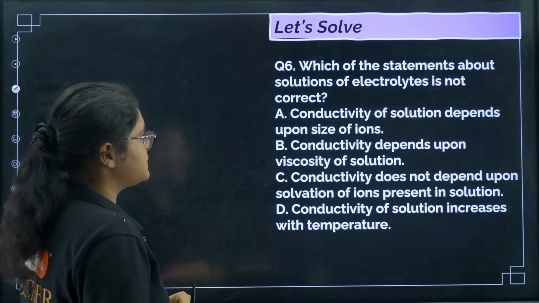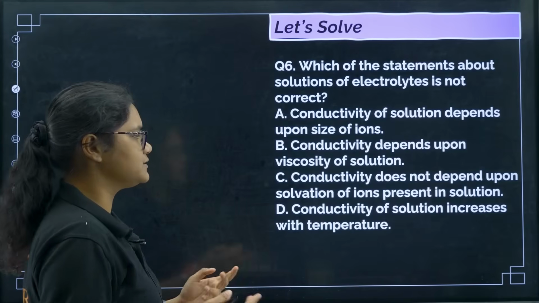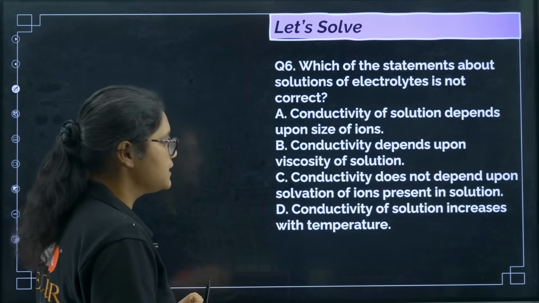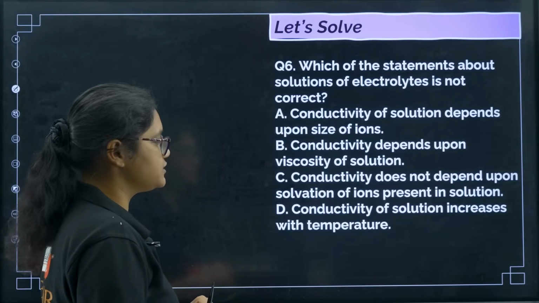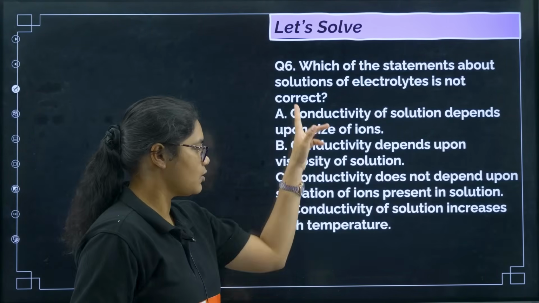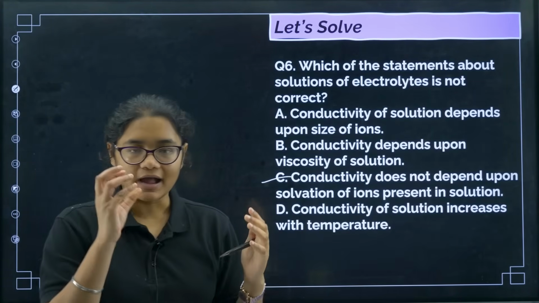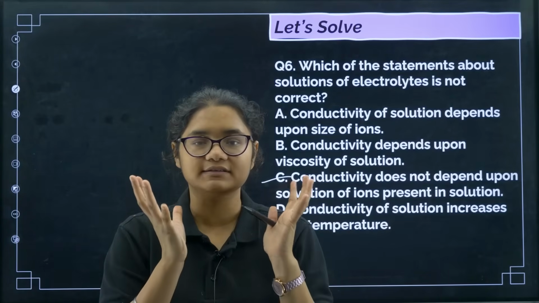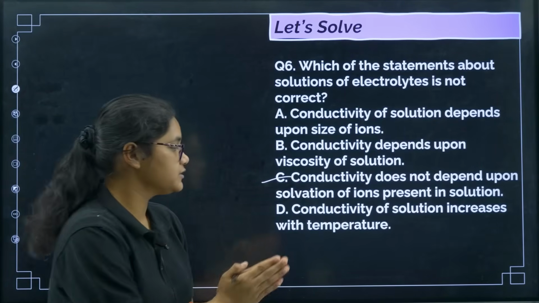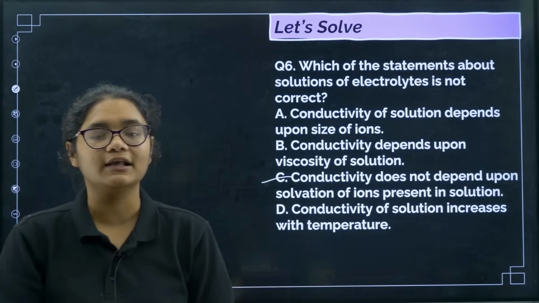Which of the following statements about the solutions of electrolytes is not correct? Conductivity of the solution depends on the size of the ions. Yes, we discussed. Conductivity depends on the viscosity of the solution. Yes. Conductivity does not depend upon the solvation of ions present in the solution. Conductivity of the solutions increases with the temperature. These all factors are there if you talk about the third one. Solvation, it depends. If the ion is very small and it is solvated, then as a result it becomes very big and the mobility decreases. So solvation of ions is an important factor which determines the conductivity of the electrolytic solution.